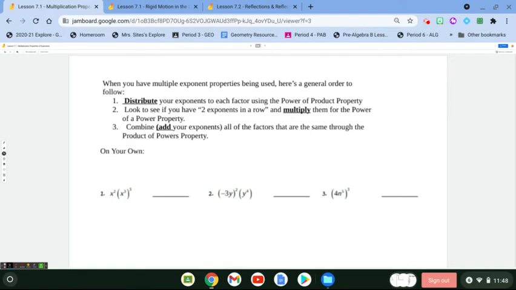All right, now let's take a look, guys, at some problems that would require maybe using all 3 of the different properties. So when you have multiple exponent properties being used, this is sort of like my little checklist that I use to help me figure out what I need to do and maybe the order of the things that I need to look for. So the first thing that I always look for, that last rule that we just did, distributing an exponent to each factor using that power of a product property, that's the first thing I always look for.